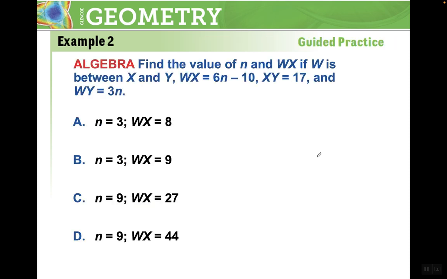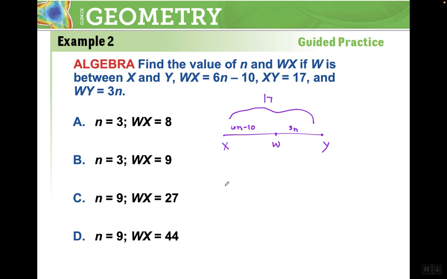Okay, so you can pause this and figure this out on your own. Try to draw it out. I will also do it real quick, or try to do it quick. It says find the value of n and wx if w is between xy. So I have xy, I have a w somewhere in between them. wx is 6n minus 10. xy is the whole thing, and that is 17, and yw is 3n.